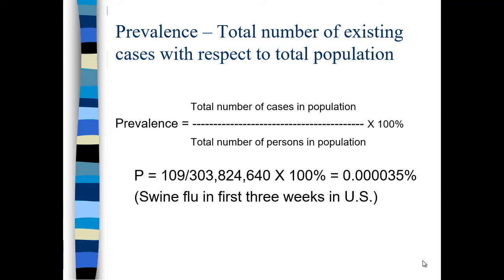So prevalence in epidemiology is the total number of cases with respect to the total population. So for the prevalence, we just take the total number of cases in the numerator, the total number of persons in the population in the denominator, and we multiply it by 100%. So if we look at swine flu during 2008-2009, there were only 109 cases of swine flu in the United States. So the disease prevalence among the whole population was quite low.